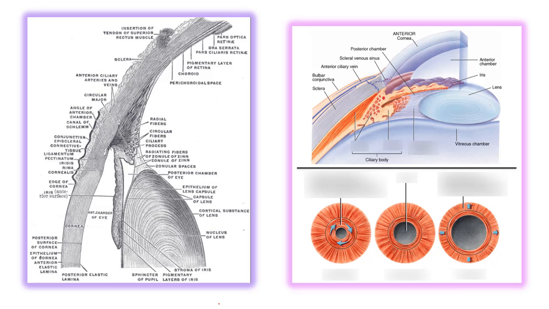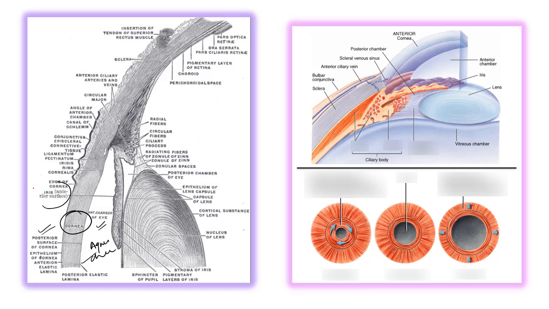This is the structure you can see. In this structure, they have mentioned the ciliary muscles and the iris muscles and their placement. This is the cornea. This region is the aqueous humor or the aqueous chamber. The posterior surface of the cornea, epithelium of cornea, anterior elastic lamina, posterior elastic lamina. Aqueous chamber or anterior chamber, it is given.